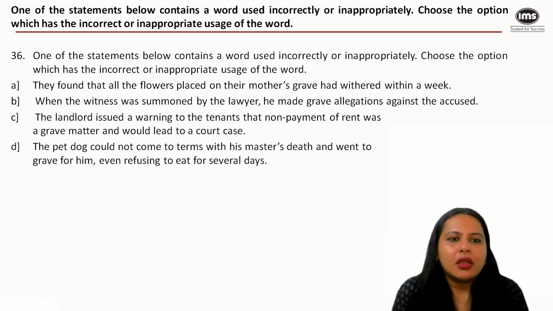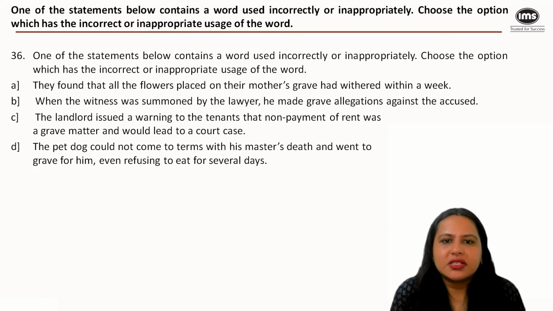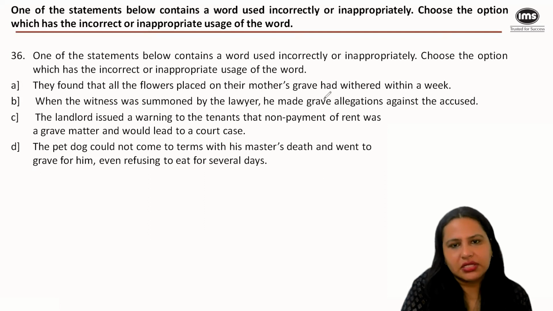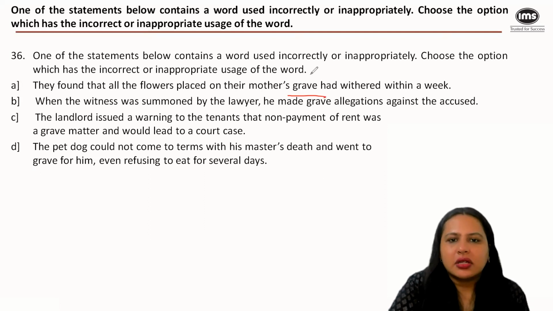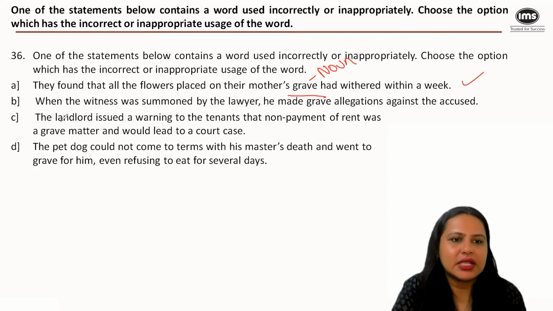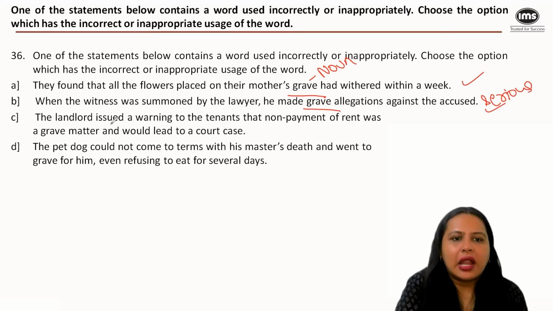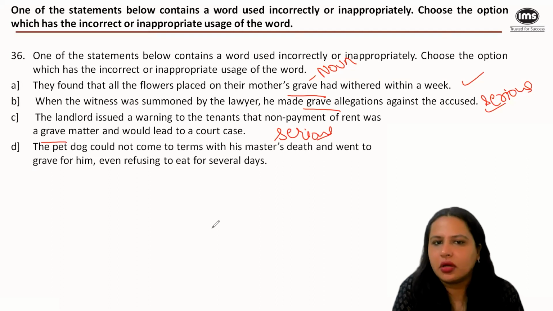Next question. Statement A, they found that all the flowers placed on their mother's grave had withered in a week. Here grave is used as a noun. Sounds about correct. Let's read the next sentence. When the witness was summoned by the lawyer, he made grave allegations, serious allegations against the accused. Correct. The landlord issued a warning to the tenants that non-payment of the rent was a grave matter, again used as a synonym of serious, and would lead to a court case.